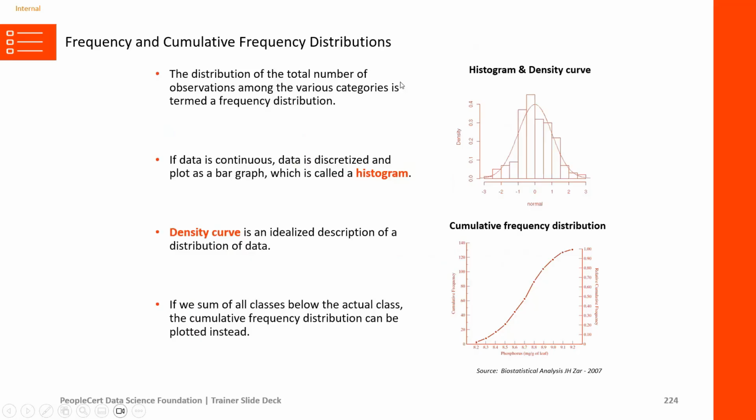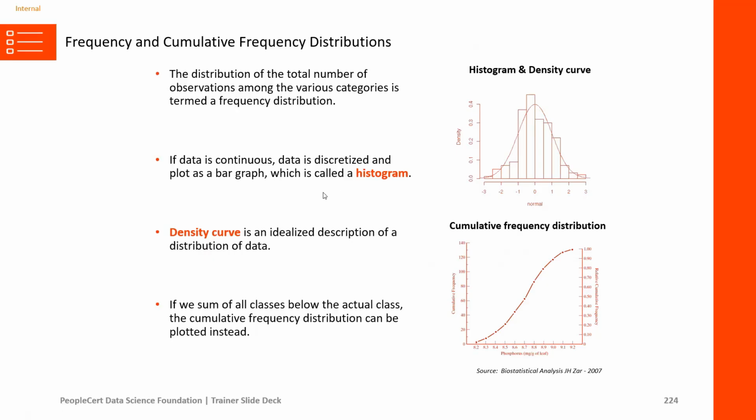Now let's look at the frequency and cumulative frequency distribution. The distribution of the total number of observations among the various categories is termed the frequency distribution. If you see the graph on the right hand side, there's a histogram and a density curve. The histogram basically shows the overall density or the nominal distribution. If the data is continuous, data is discretized and plotted as a bar graph, which is called a histogram. That is demonstrated again on the right hand side.